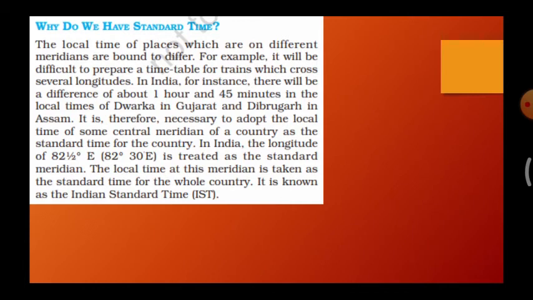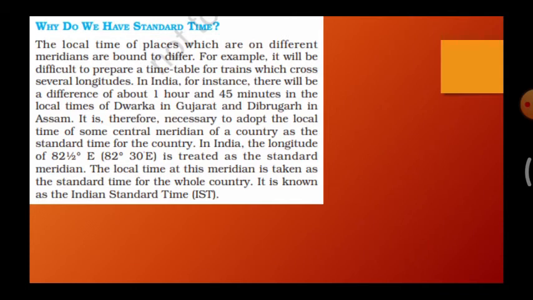It is therefore necessary to adopt the local time of some central meridian of the country as the standard time for the country. In India, the longitude of 82.5 degrees east is treated as the standard meridian. The local time at this meridian is taken as the standard time for the whole country. It is known as the Indian Standard Time.